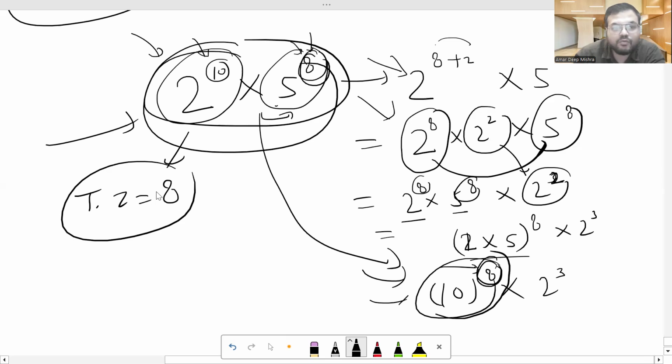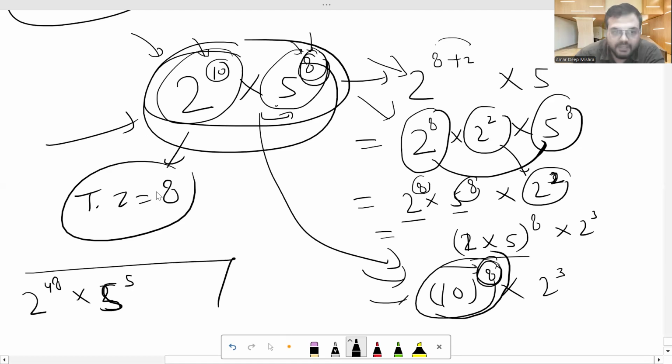Suppose I had given you 2 power 48 into 5 power 50. Between the power of 2 and the power of 5, which power is smaller? The power of 2 is smaller.